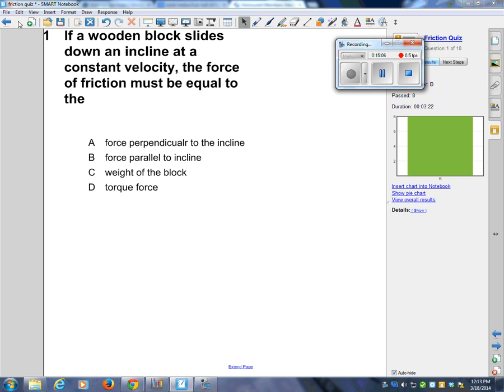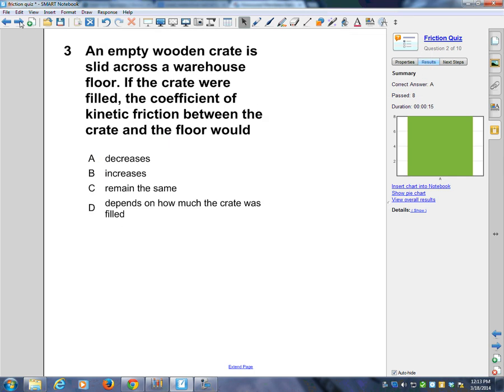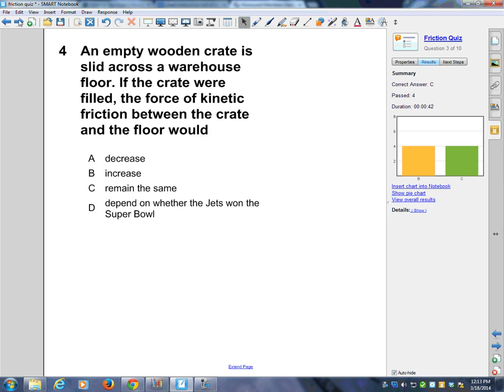Number 3, the answer is A. And sorry, the correct answer is C. It would remain the same, right? The coefficient of friction remains the same. What would change? The friction force. The force of kinetic friction would change. The coefficient simply matters on the actual surfaces involved, right?